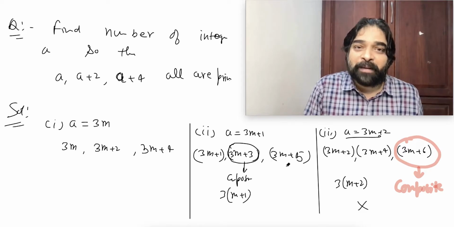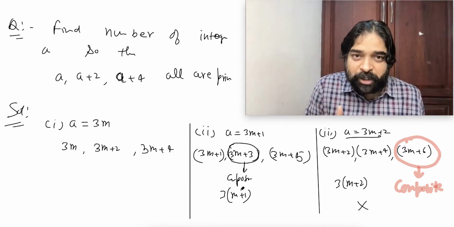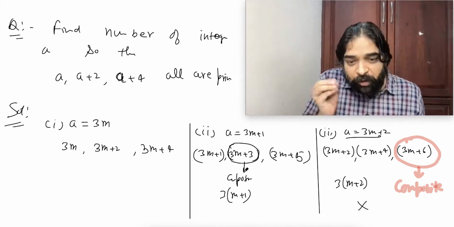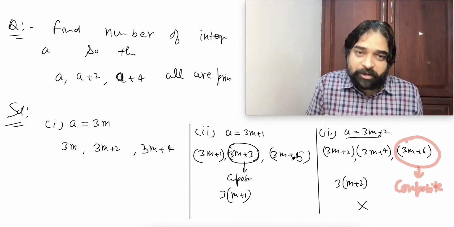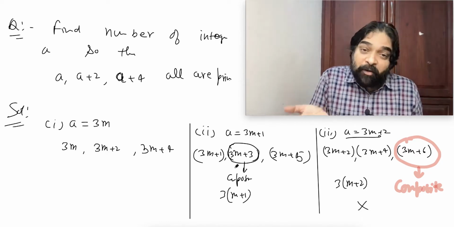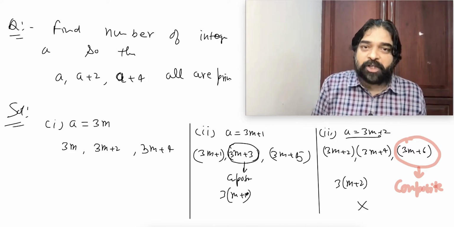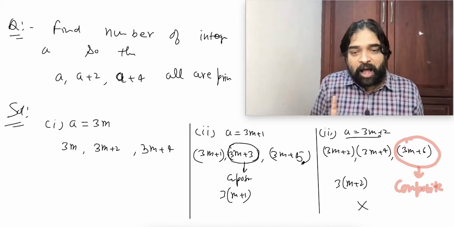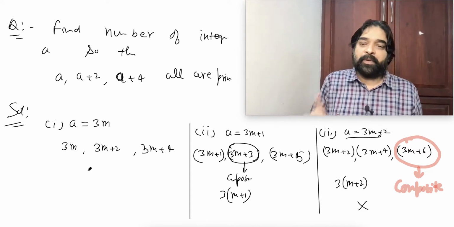All 3 should be prime, na? M equal to 0, this is always composite except one case. Which case? M equal to 0. If you put m equal to 0, this will become prime. But if m equal to 0 you put here, it's prime, but this will become non-prime. And if m is not 0, this will always be composite. M not equal to 0, 1 or 2 or 3, this will always be composite. So all 3 cannot become prime. Impossible.